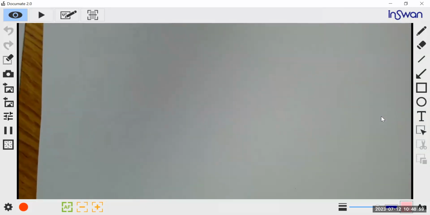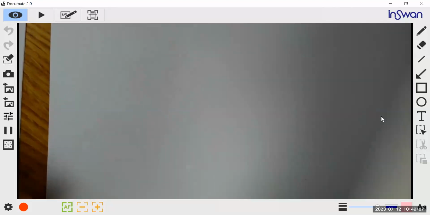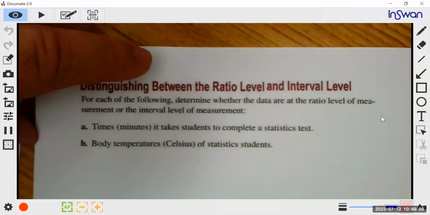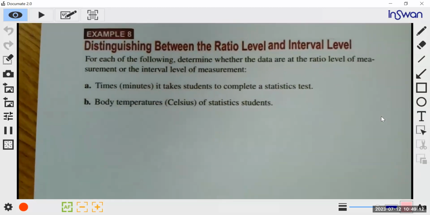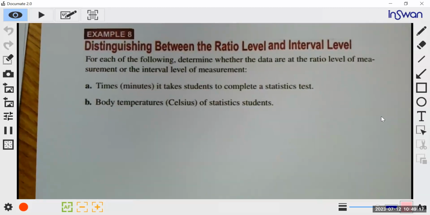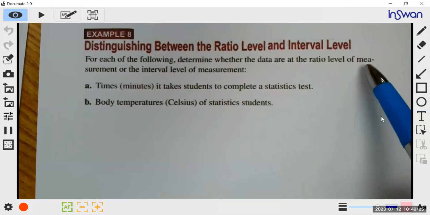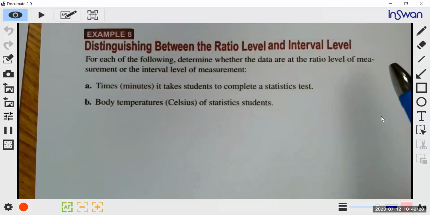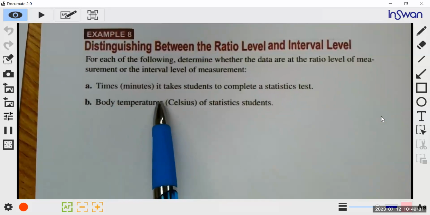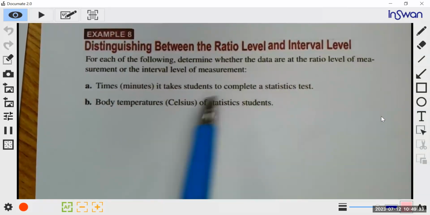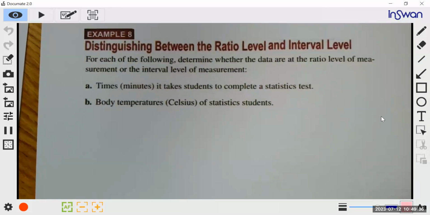Now I want to go through some calculations we were going to talk about yesterday, but we didn't get a chance to. Let's do this one first. Distinguish between ratio level and interval level. For each of the following, determine whether the data are at the ratio level of measurement or the interval level of measurement. Time in minutes it takes students to complete a statistics test. Body temperature of statistics students.